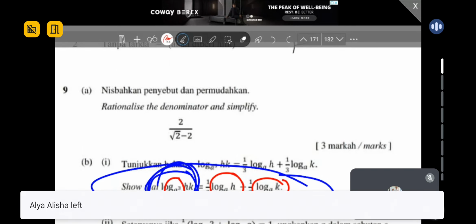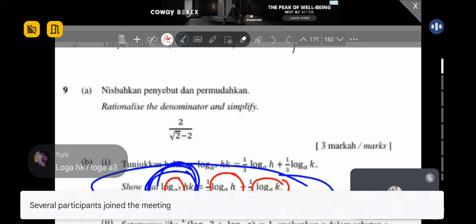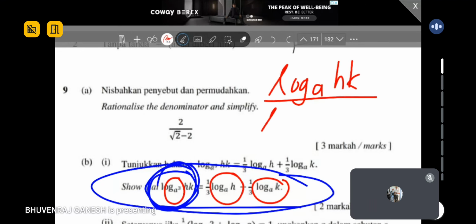Kat sini A kuasa 3, guys. You have A cube. So definitely you're going to add a new base. Am I right? Pasti kamu akan tambah base yang baru, asas baru. So ini cara minda kamu kena berfikir. Okay, you must think like this. Yes. Okay, so when you add new base, you will get log A HK over log A cube.